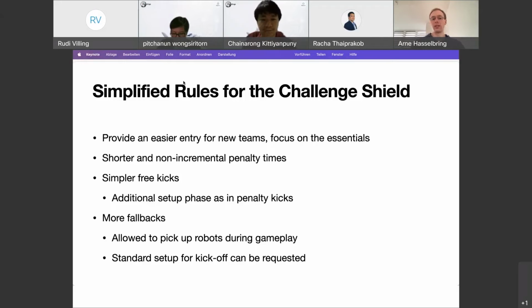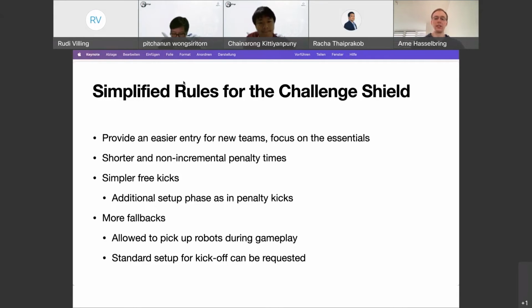In fact, the penalty times normally increase per penalty per team, so that the second and third and fourth penalty each add up to the time the robot has to stay out. And this does not happen in the challenge shield anymore, in order to increase the number of robots that are actually playing.